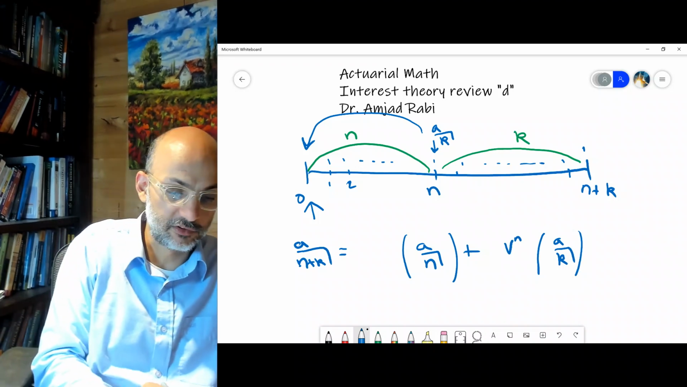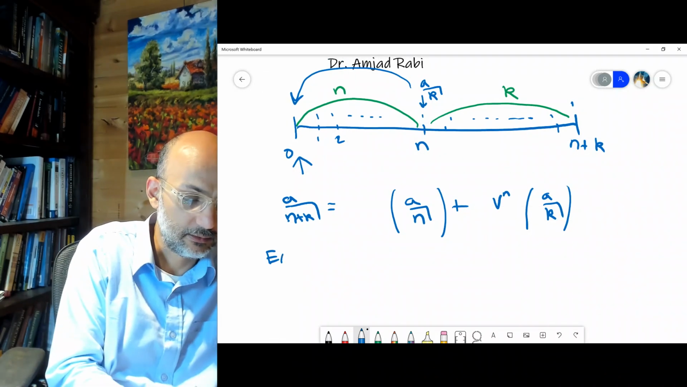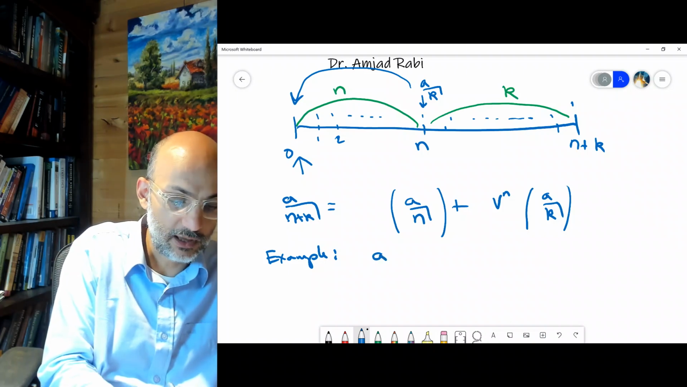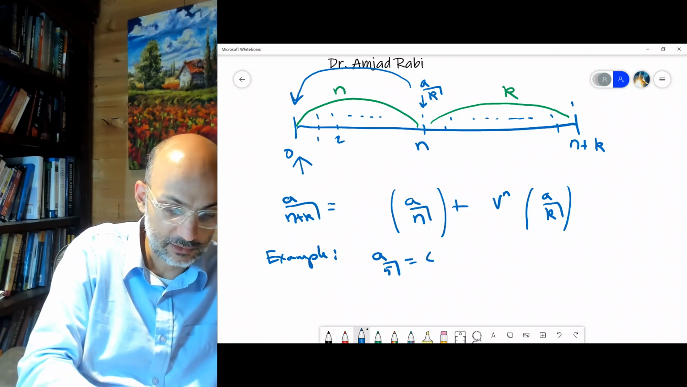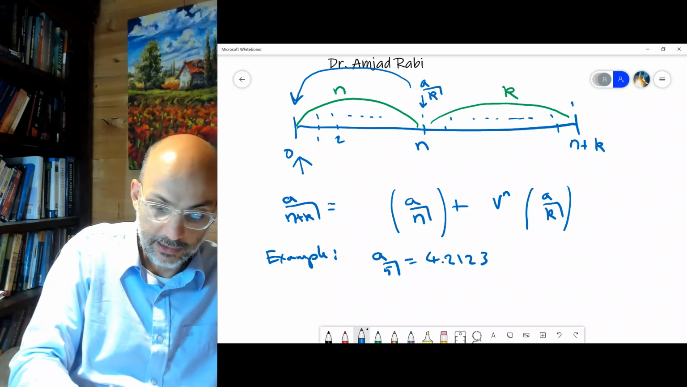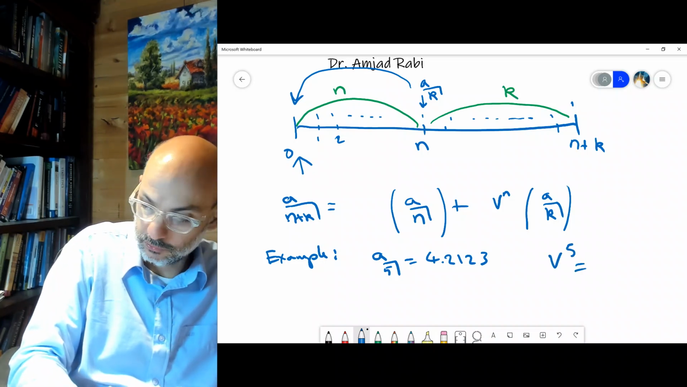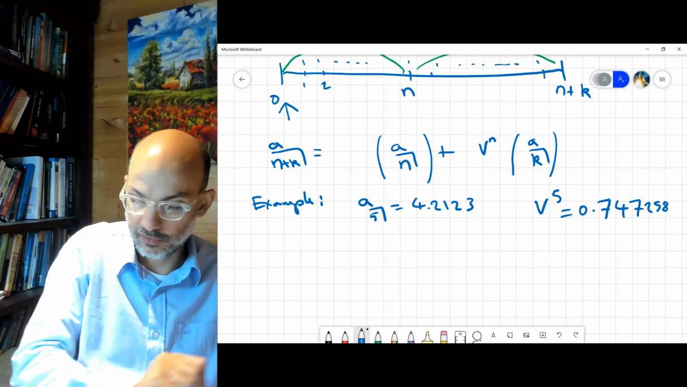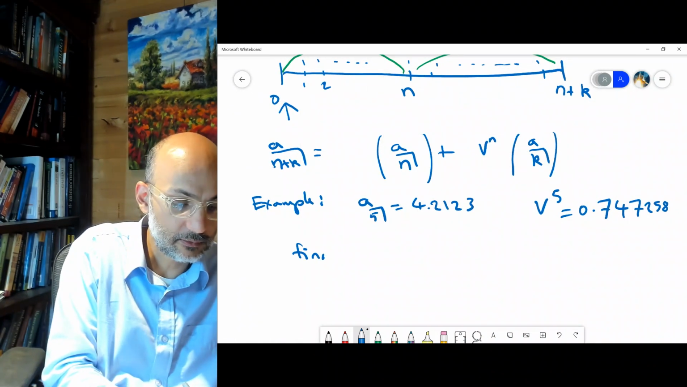Let's take one example just to see if we can use this little relationship. We have a angle 5, given to us already computed for you: 4.2123. And let's say v^5 is equal to 0.747258. This is one example, and what we wanted to find is a angle 10.